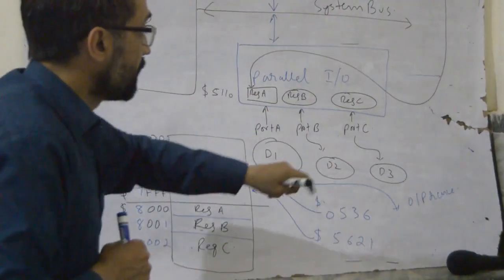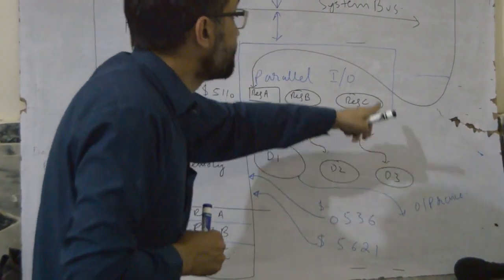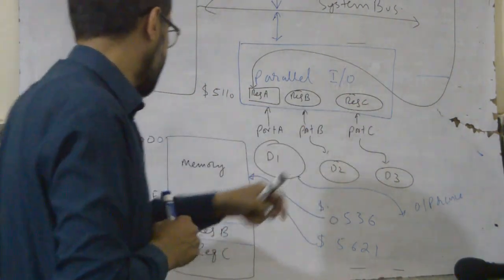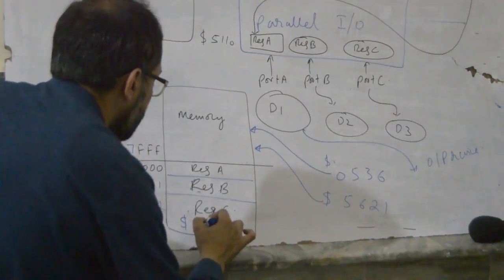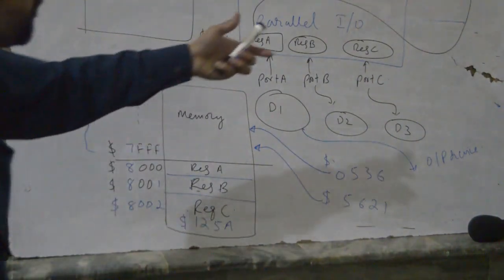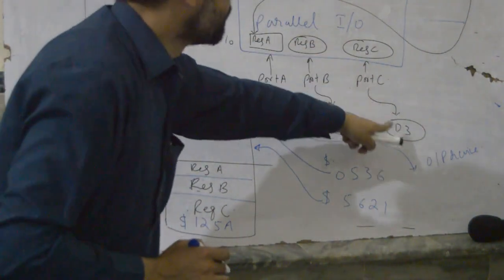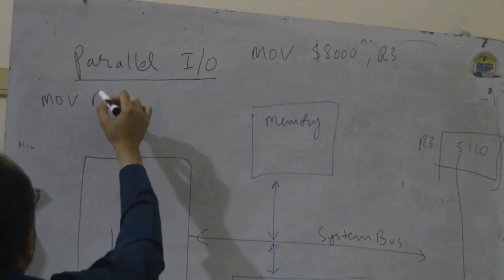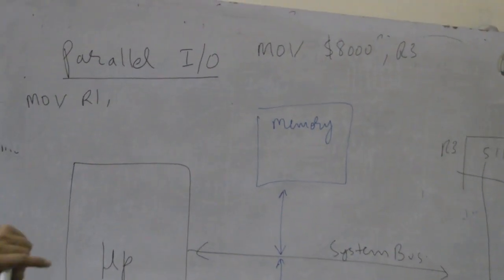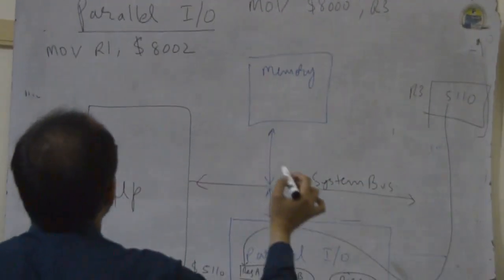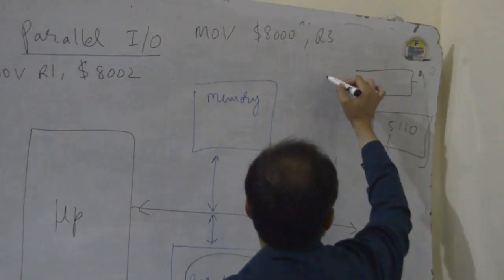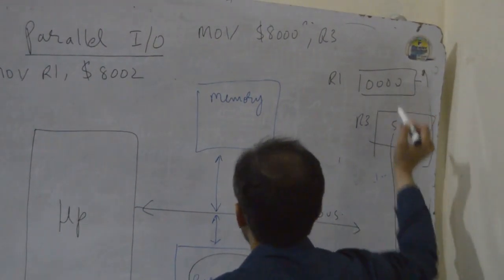Now let's assume that the microprocessor wants to read some data from the device D3. D3 will provide its data on port C, which will be stored in register C. Let's assume that the value in register C is $125A. If you want to read the data from this device, what will be the assembly instruction? We will say move R1. R1 is some register of a microprocessor. And what is the address of register C? The address of register C is $8002.